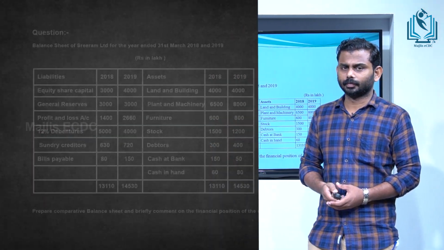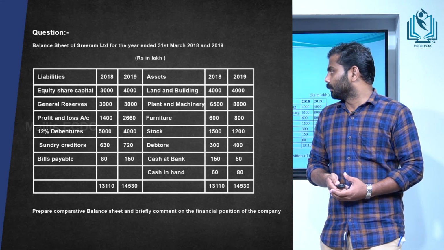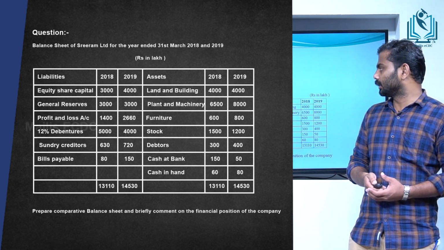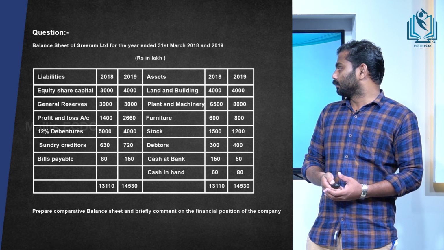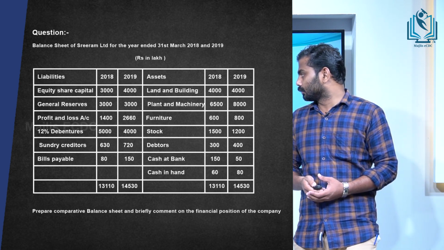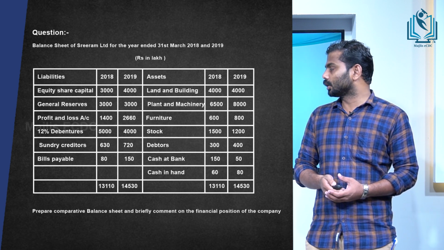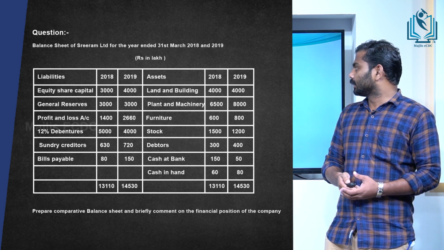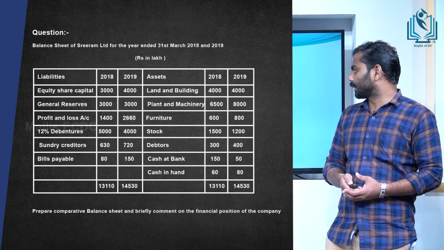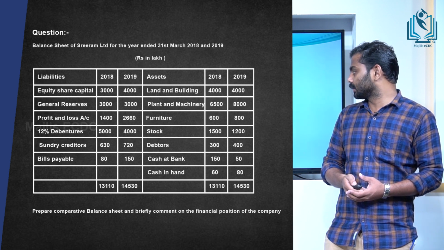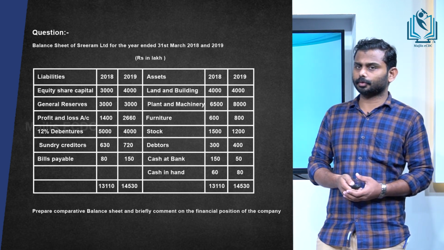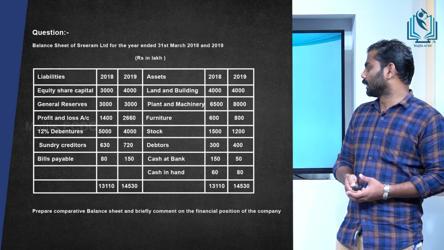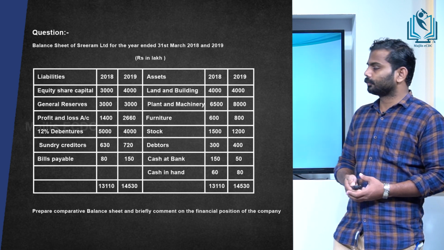I will give you a problem. See the question. Balance sheet of Shriram Limited for the year ended 31st March 2018 and 2019. Given on the liability side: equity share capital, general reserve, profit and loss account, 12% debentures, sundry creditors and bills payable for 2 years, 2018 and 19. And on the asset side are given land and building, plant and machinery, furniture, stock, debtors, cash at bank and cash in hand for 2 years, 2018 and 19. Prepare a comparative balance sheet and briefly comment on the financial position of the company.